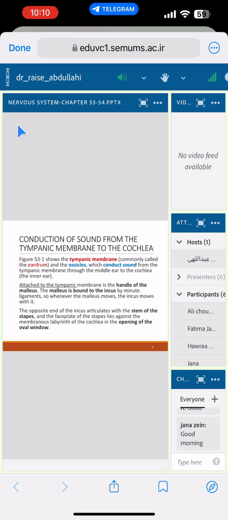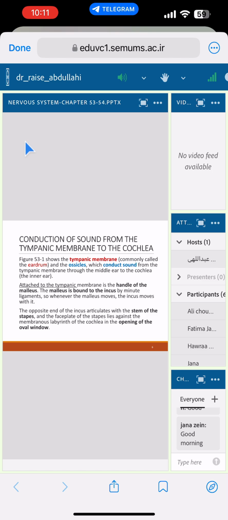Conduction of sound from the tympanic membrane to the cochlea. Figure 53.1, the previous figure that you saw, shows the tympanic membrane, commonly called the eardrum, and ossicles, small bones, which conduct sound from the tympanic membrane through the middle ear to the cochlea. Cochlea is located in the inner ear, and the tympanic membrane or eardrum, which is connected to small bones called ossicles, are located in the middle ear.